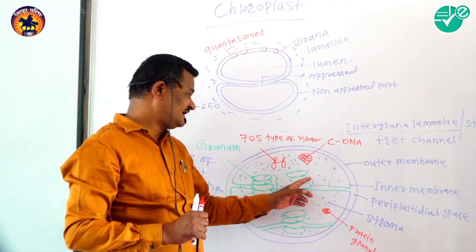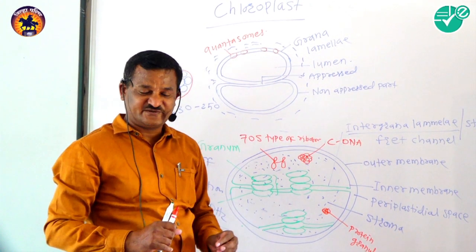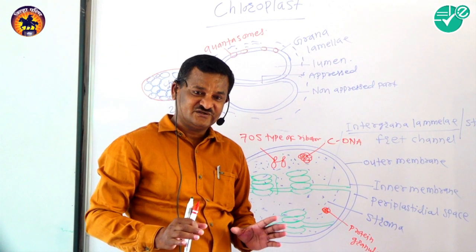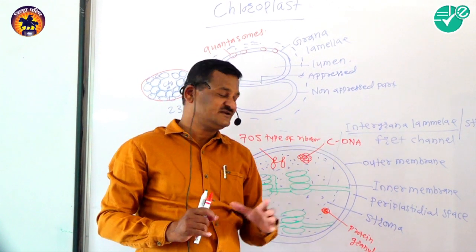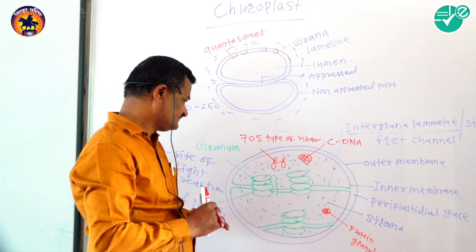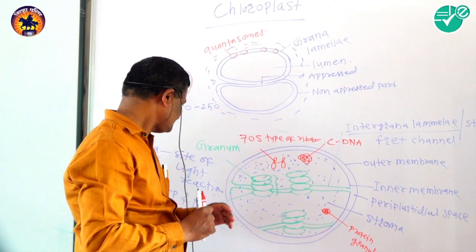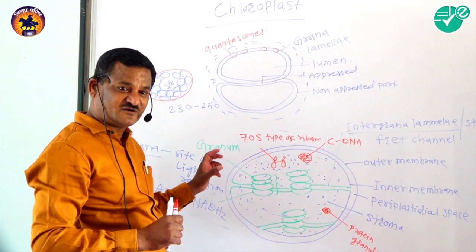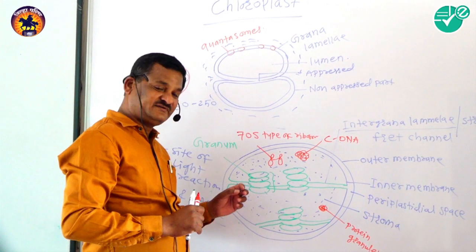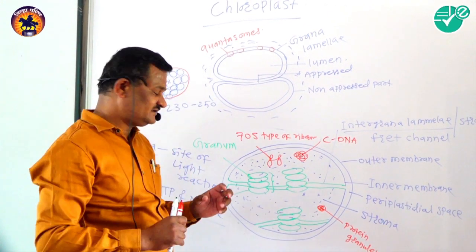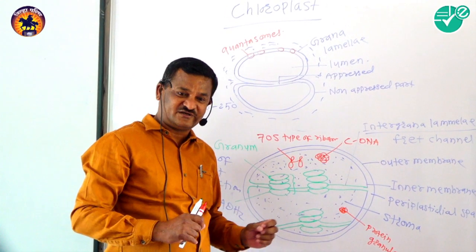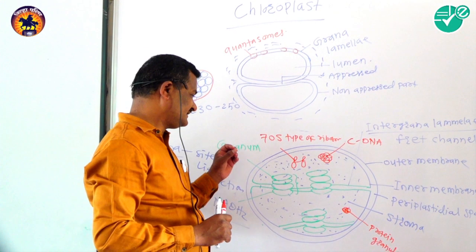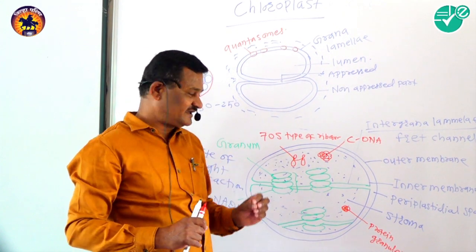Intergrana lamellae contain PS first, pigment system first, and also contain the CO2 fixing enzyme. It fixes atmospheric carbon dioxide. Then grana are the site of light reaction, stroma is the site of dark reaction. In grana, ATP and NADPH2 are formed. In the stroma, ADP and NADP are formed. Stroma is the temporary storage of food. In grana, light energy is absorbed and converted into chemical energy.